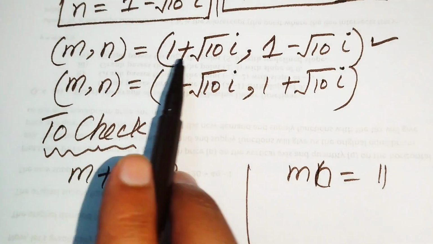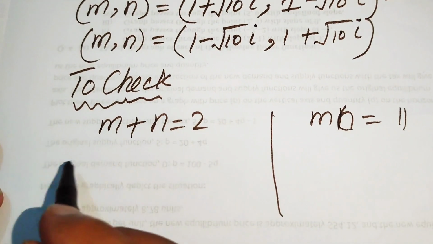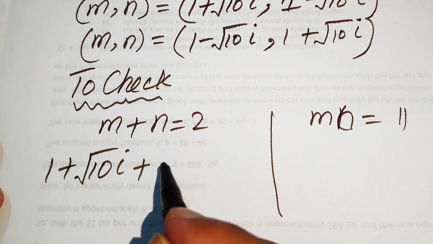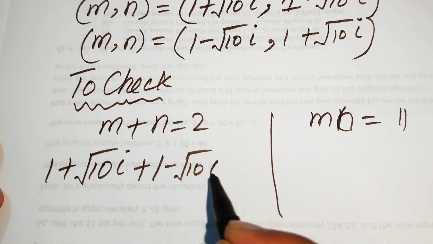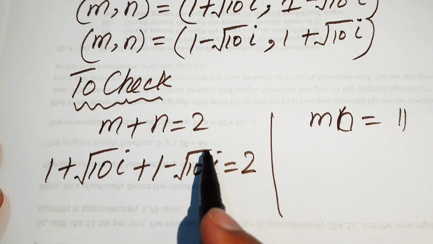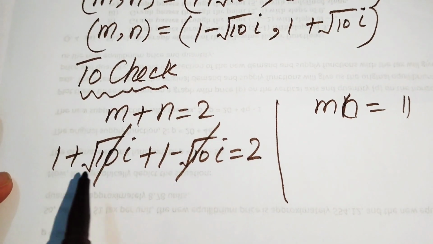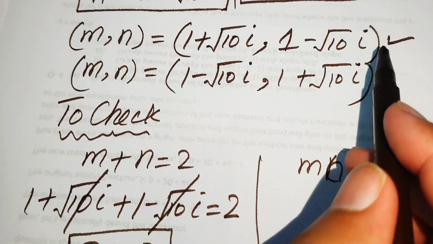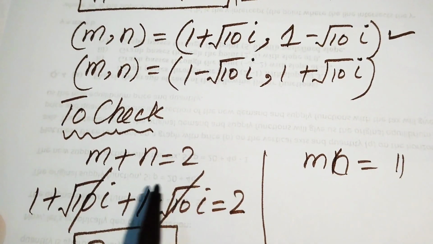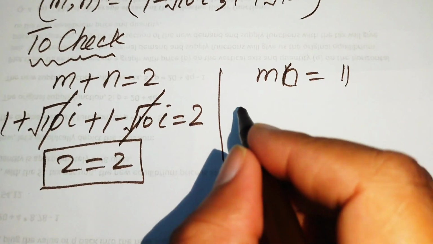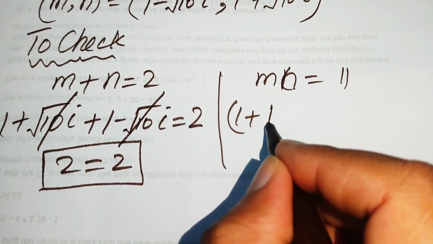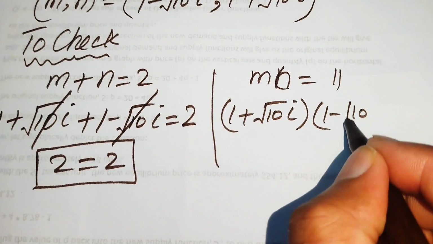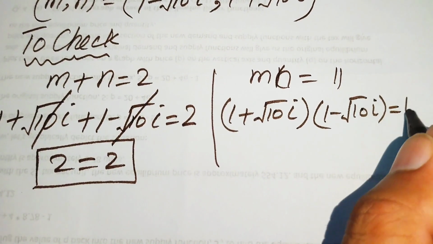So now we put these values of m and n in this equation, and it will be written as 1 plus square root of 10 into iota, and the value of n is 1 minus square root of 10 into iota, equals 2. So the negative and positive are cancelled by each other, and 1 plus 1 equals 2, equals 2. This shows that the first solution satisfies the first equation. And now we check the solution in the second equation. Here we put the value of m, 1 plus square root of 10 iota, and n, 1 minus square root of 10 iota, equals 11.